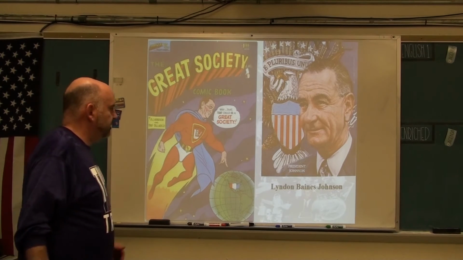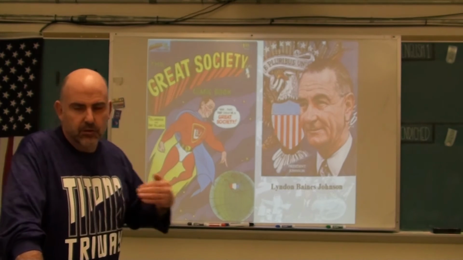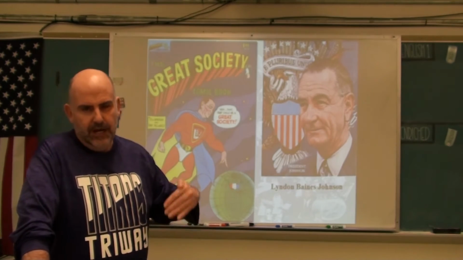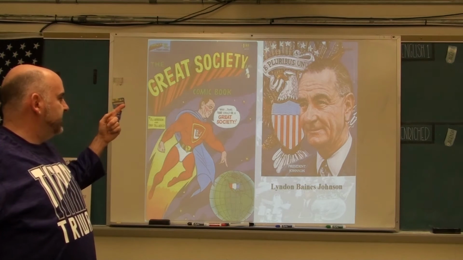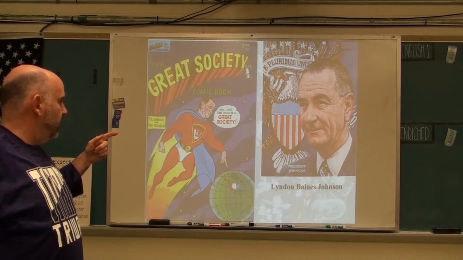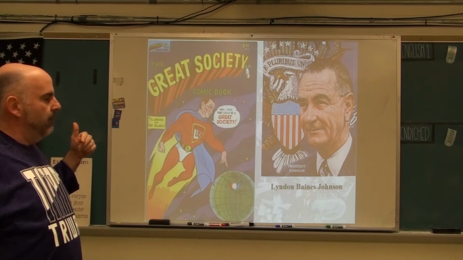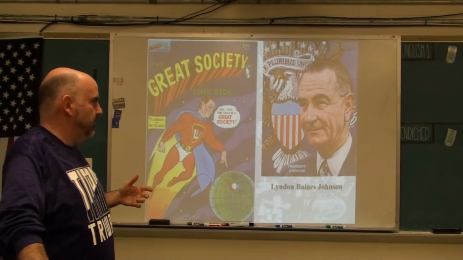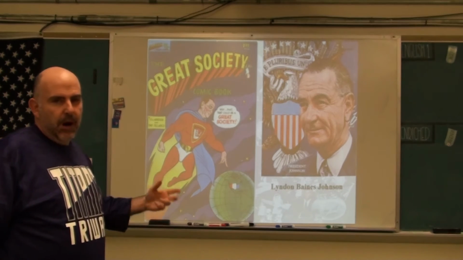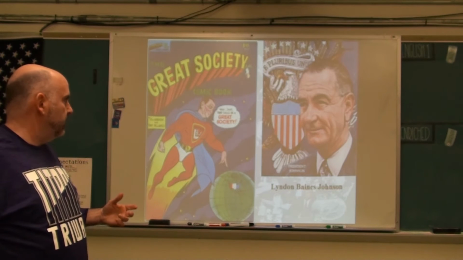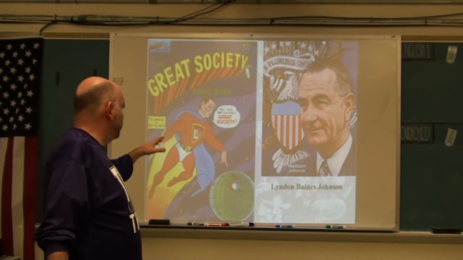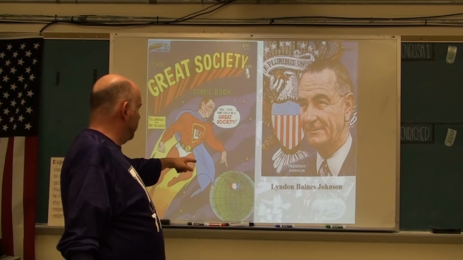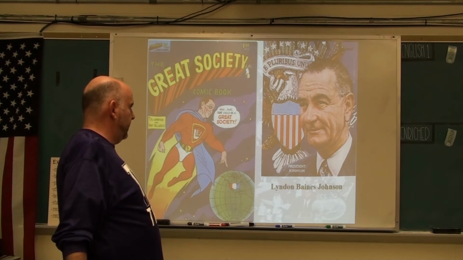Lyndon Johnson would take John Kennedy's social goals and expand on them and form what he calls the Great Society, a domestic policy movement to eradicate poverty in America. Here LBJ is depicted as a superhero, pointing to America, saying that could be a great society.